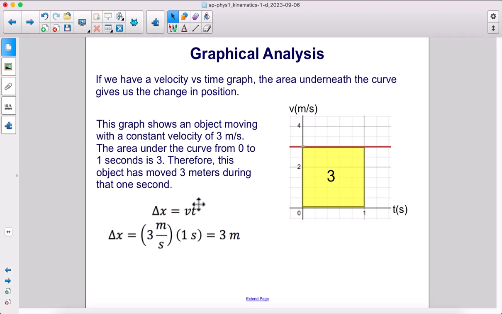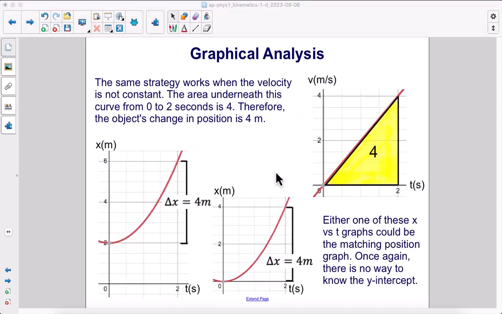This is the second kinematics equation without acceleration. Vt, well, that's velocity, the height of that rectangle, times time, the width of that rectangle. Therefore, that is the area underneath the curve, 3 meters. The same strategy works when the velocity is not constant. The area underneath this curve from 0 to 2 seconds is 4. You just have to calculate the area of a triangle. Therefore, the object's change in position is 4 meters.